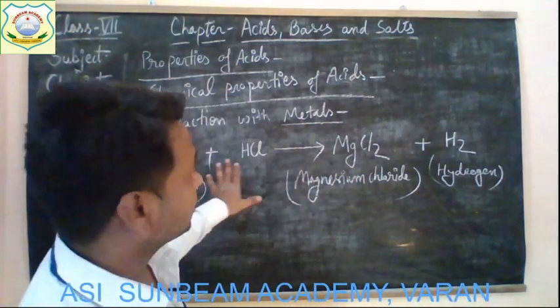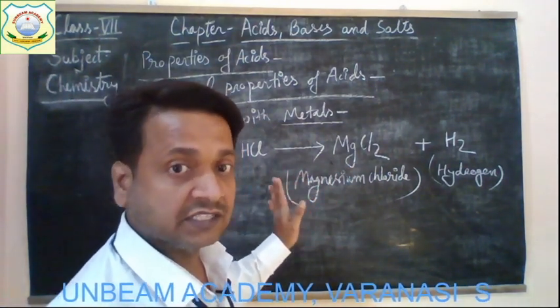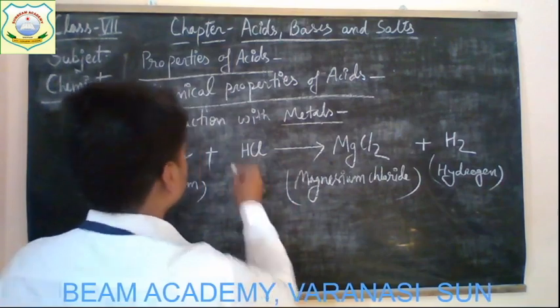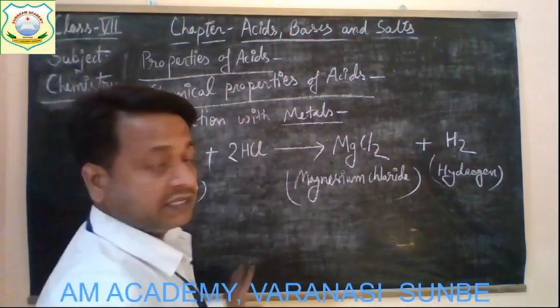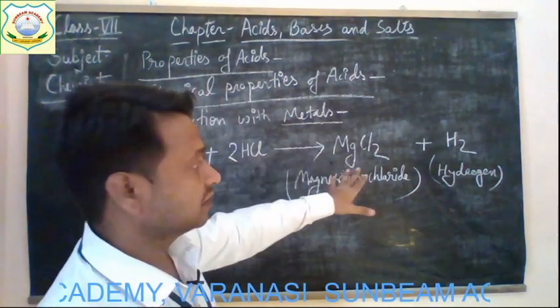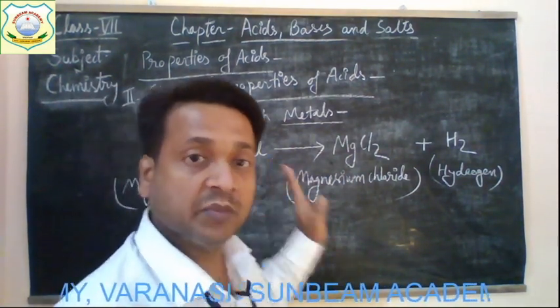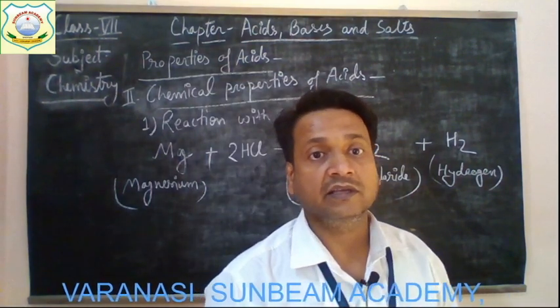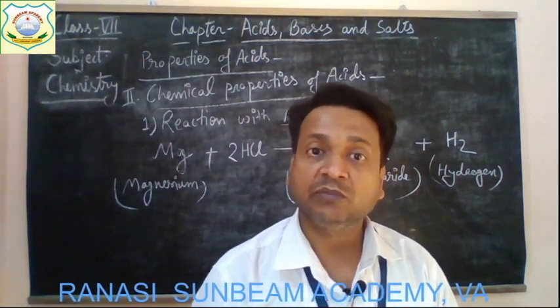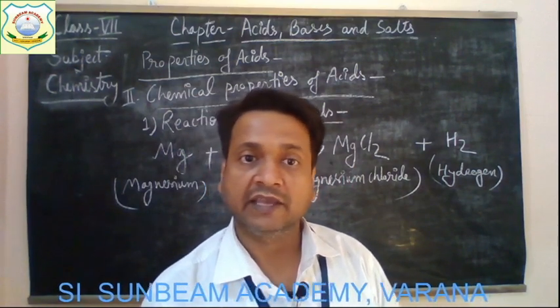Now children, this reaction is not balanced. And you know how to balance the reaction. If we increase the molecules of hydrochloric acid, the reaction gets balanced. So this is a balanced reaction in which magnesium reacts with hydrochloric acid. It forms magnesium chloride salt as well as produces hydrogen gas.